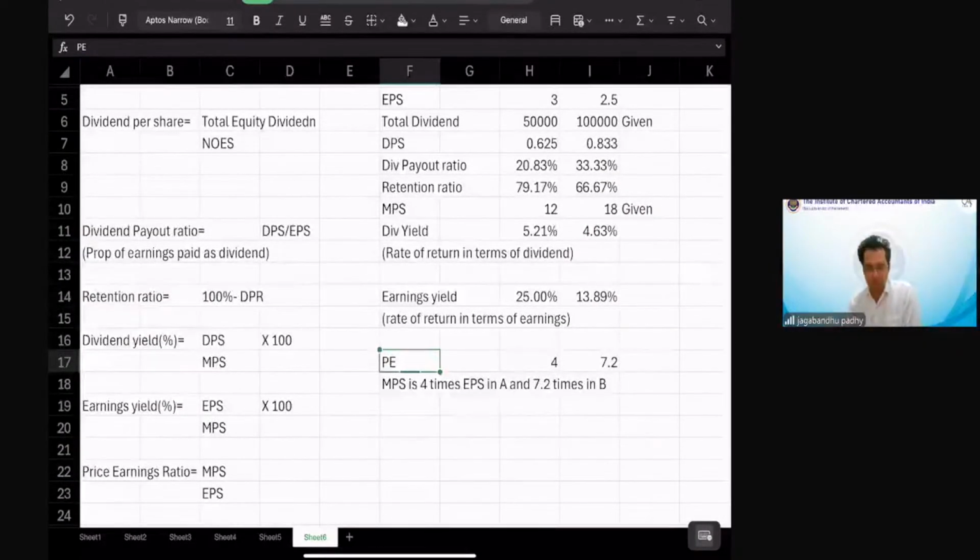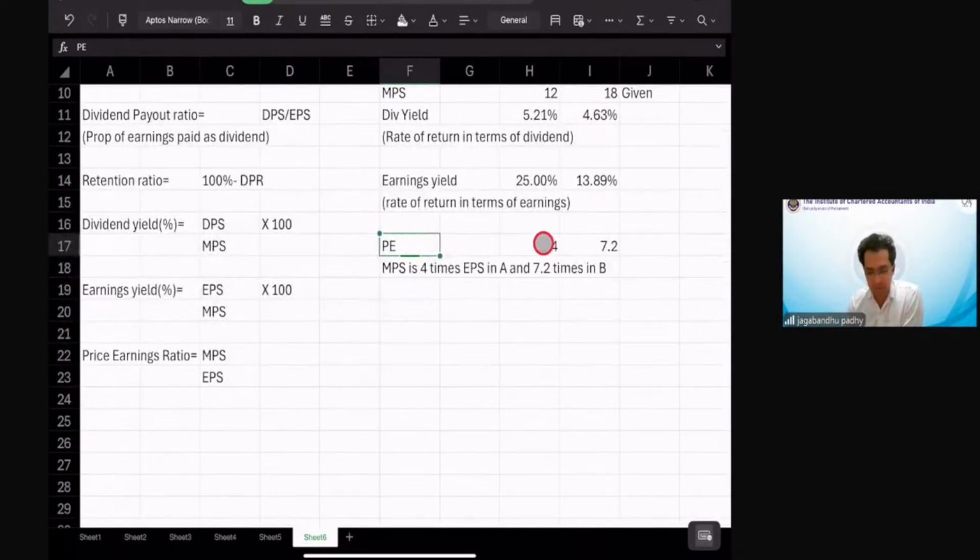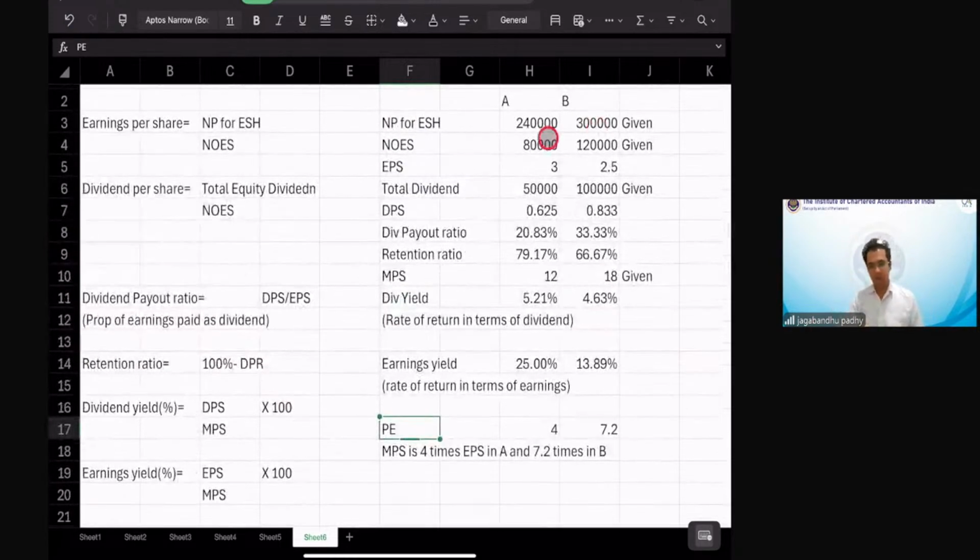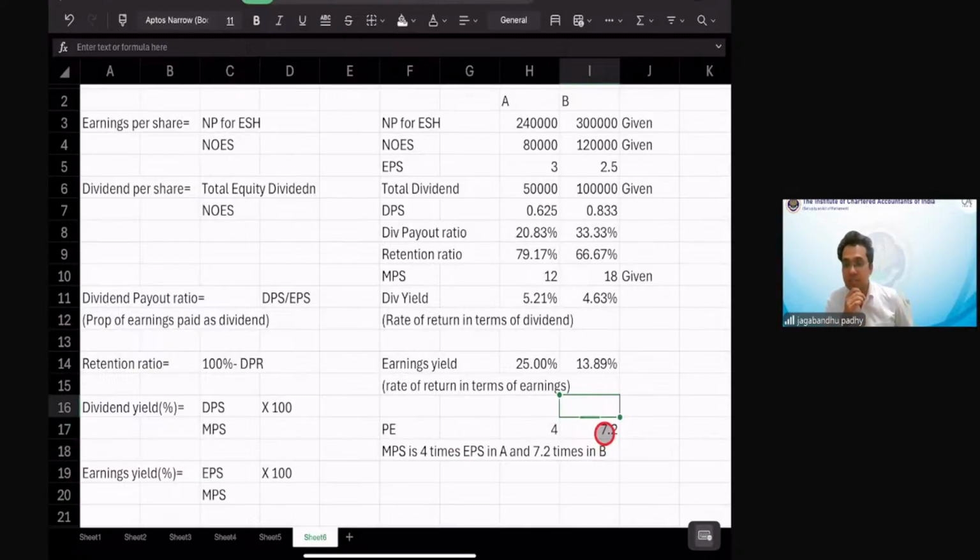P ratio is what? Price to earning ratio. This price to earning ratio, we say for company A, it is 4 times, and for company B, it is 7.2 times. So basically, your market price of the share is 4 times or 7.2 times of their earnings. Which of these two companies do you think has greater investor confidence? Company B, yes. Company B has got greater investors' confidence because of a simple reason. For 1 rupee earnings, the people are ready to pay 7.2 rupees as the market price.